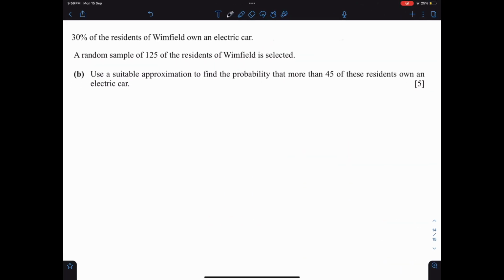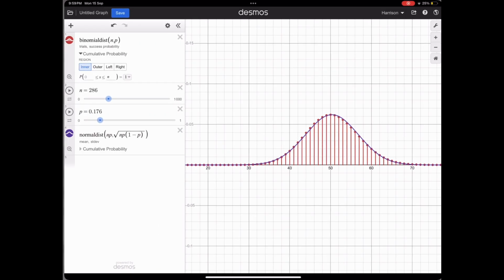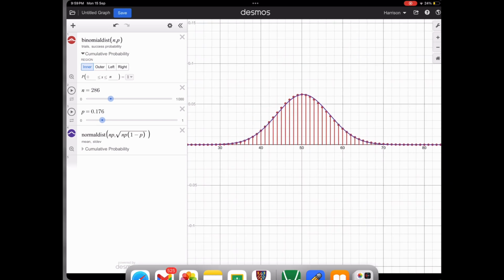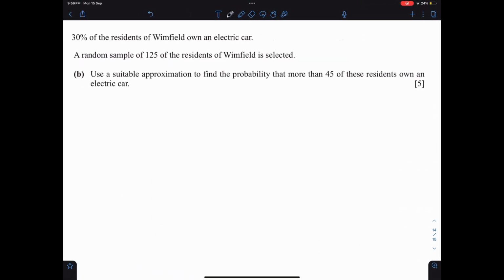Now, there are some conditions for an approximation to be used. We calculate the mean and variance of the binomial distribution and then use them to calculate a normal distribution. But there are a few conditions. For example, np must be greater than 5, and n times (1 minus p) must also be greater than 5. Anyway, those are the conditions. But if it says use a suitable approximation, that tells you conditions are already met.